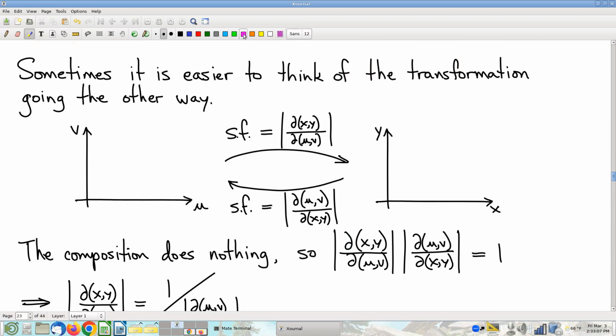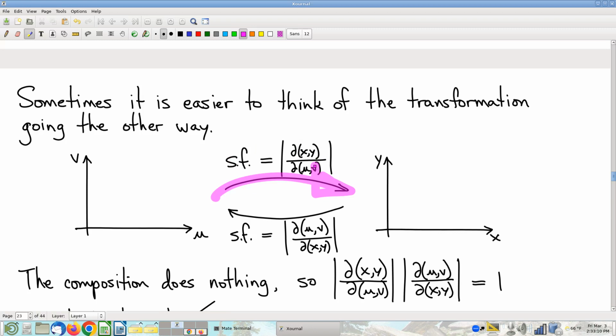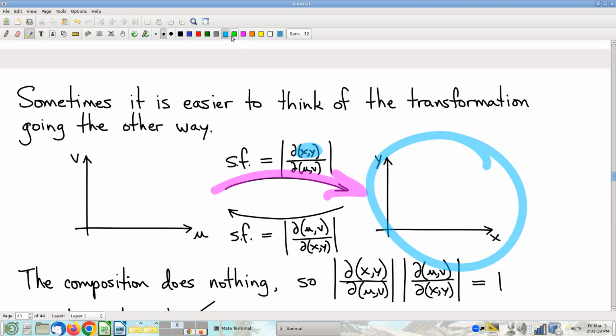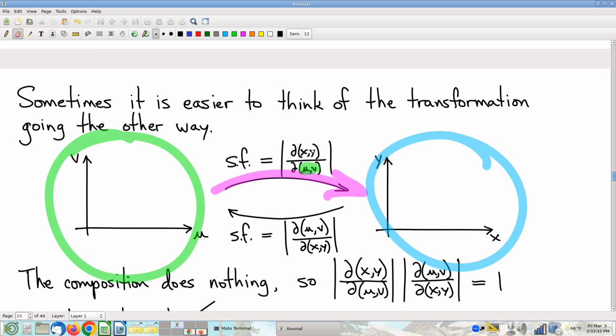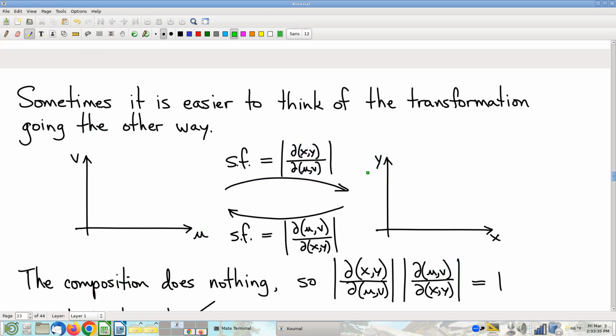Now, old news that we've already established, if your function is like this, and so you've got output variables, x and y, and input variables, u and v, our stretching factor is partial of the outputs over partial of the inputs. That's the rule. And so there's our formula for our stretching factor going to the right. Now let me set that aside. Let's momentarily forget that this is what we know. Let's scratch that off.